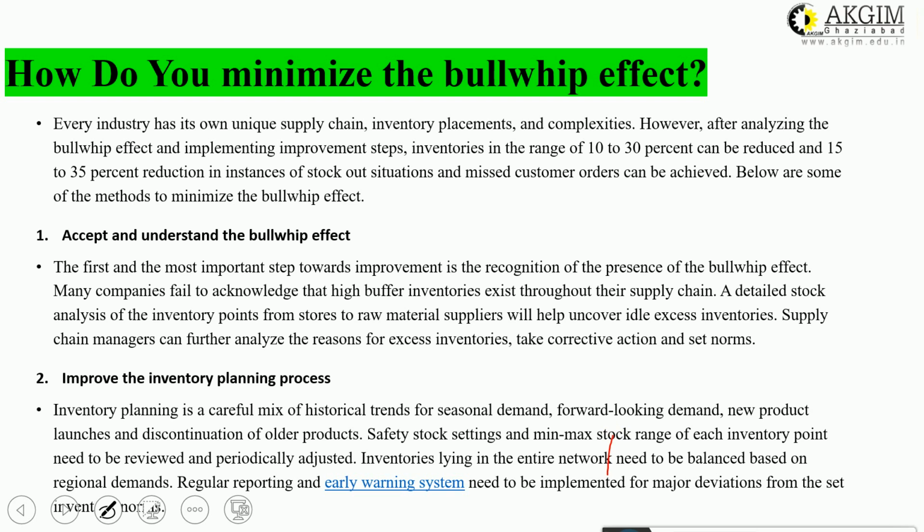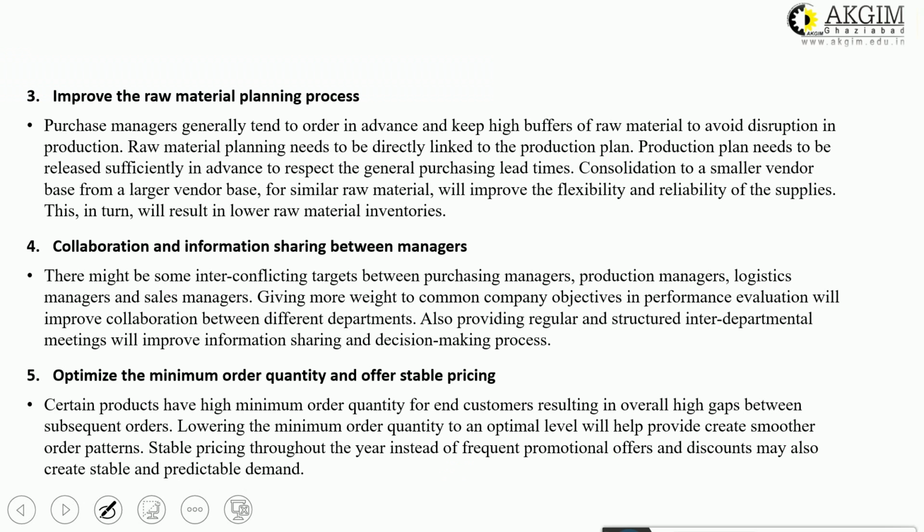Inventory planning is a careful mix of historical trends for seasonal demand, forward-looking demand, new product launches, and discontinuation of older products as well. So the safety stock setting and minimum or maximum stock range of each inventory point need to be reviewed and periodically adjusted. Then improve the raw material planning process. This is another way. Purchase managers generally tend to order in advance and keep high buffers of raw material to avoid disruption. The raw material planning needs to be directly linked to the production plan, right? So the production plan needs to be released sufficiently in advance.